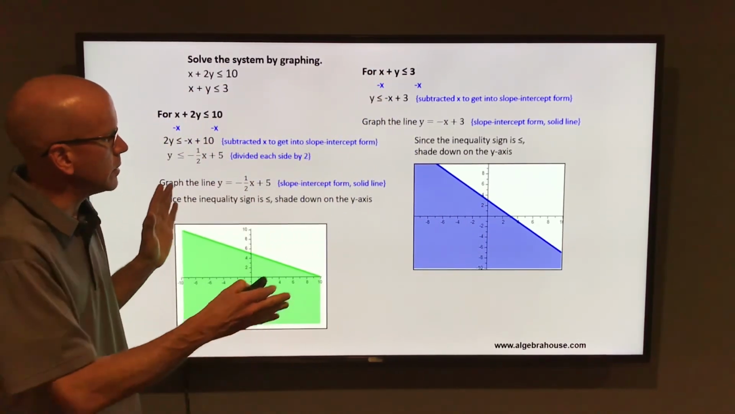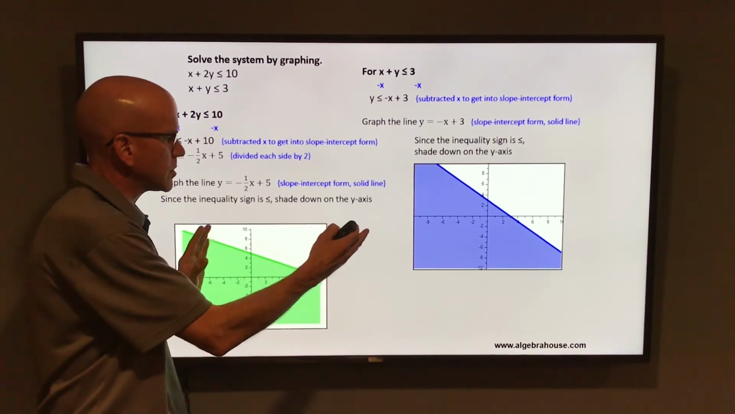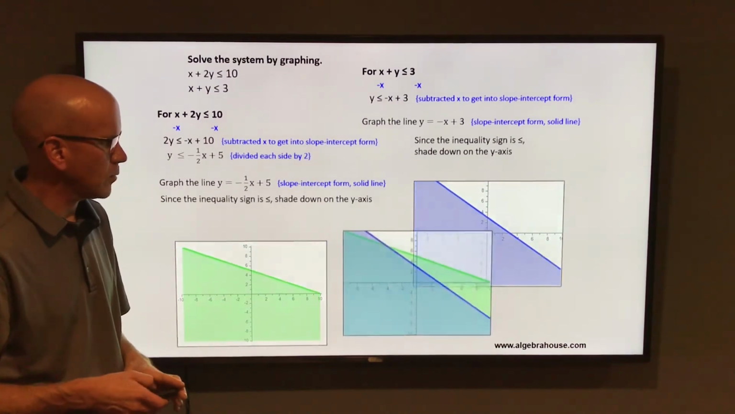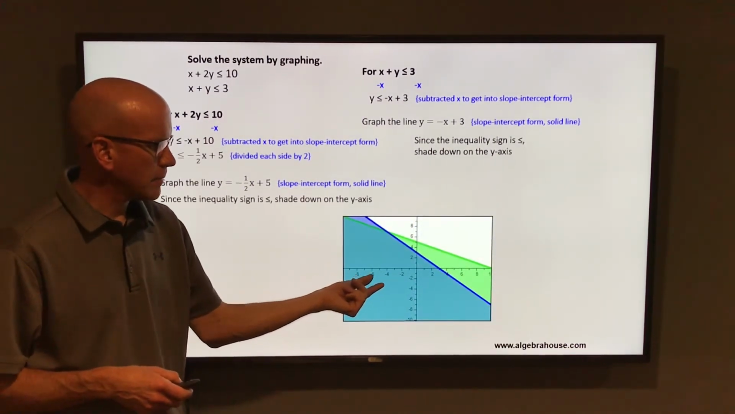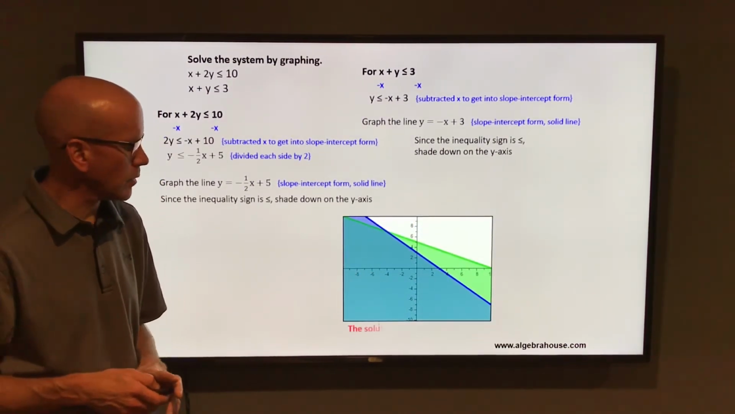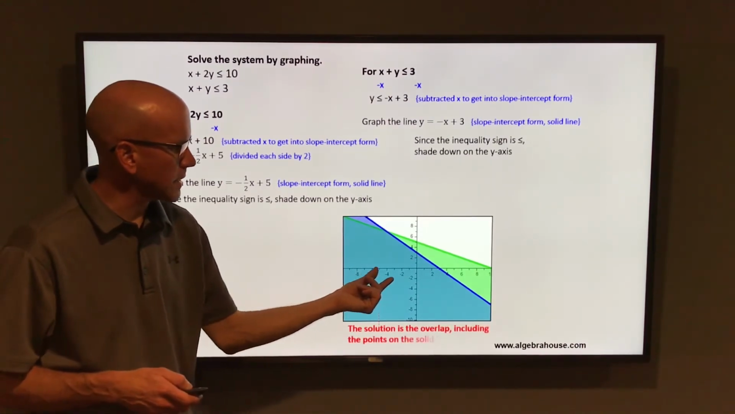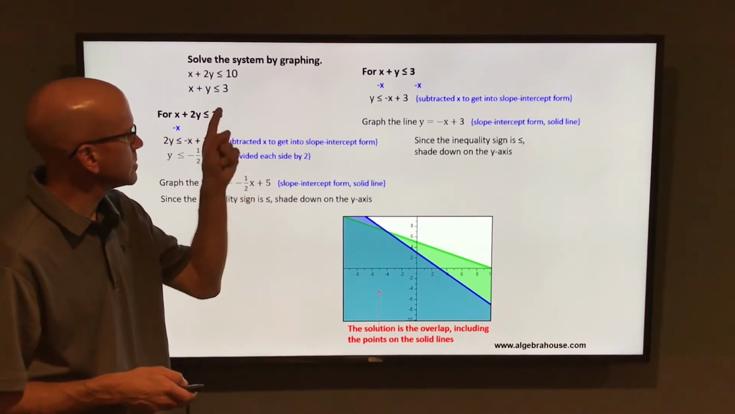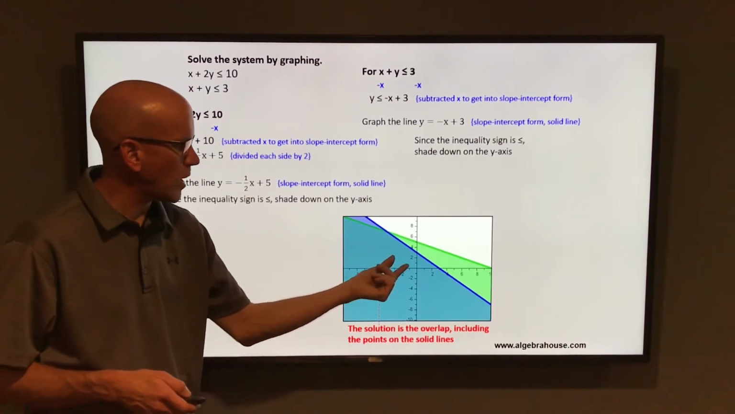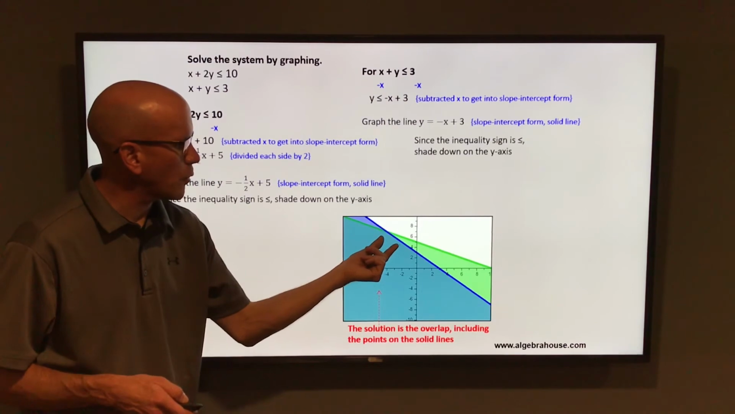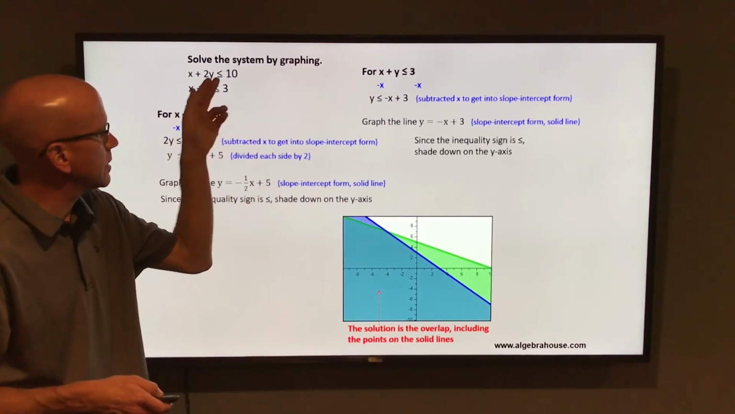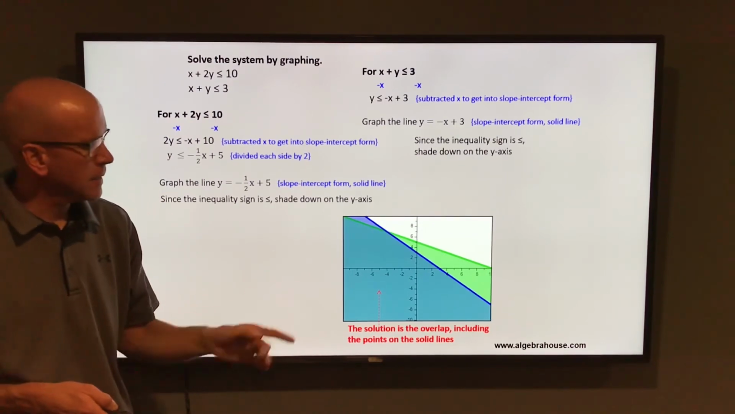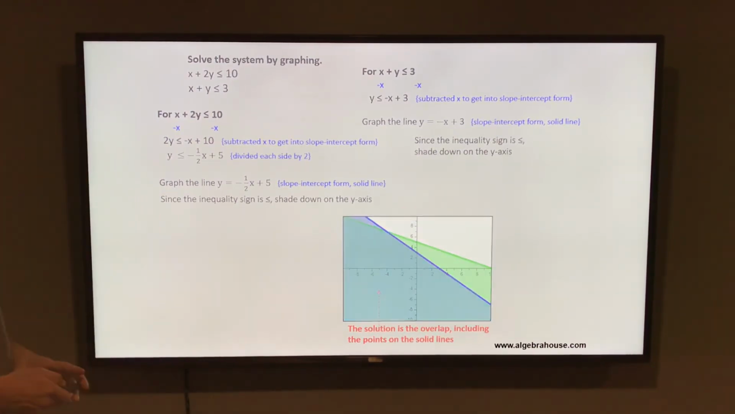But what we want here is the overlap. We want the solution to this system of inequalities. So these two right on top of one another, the overlap, that is the solution set that we're looking for. So all of those points in that overlap, including the points on the solid lines, are solutions to that system. You pick any x, y values in that overlap or on those solid lines, substitute into both inequalities. It will make a true statement in both inequalities. That is the solution set.